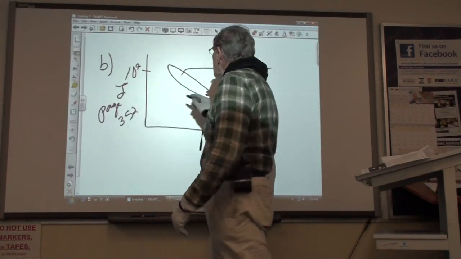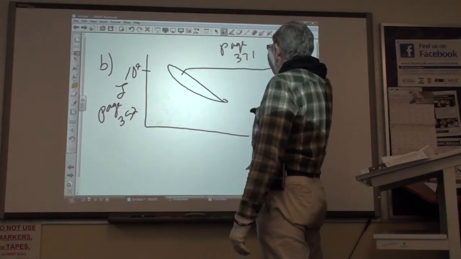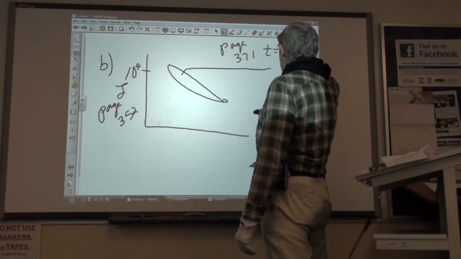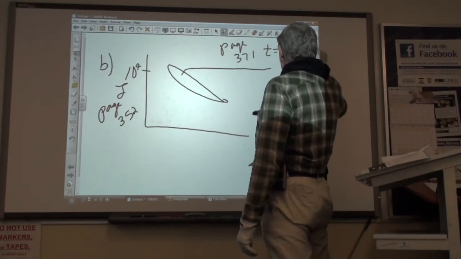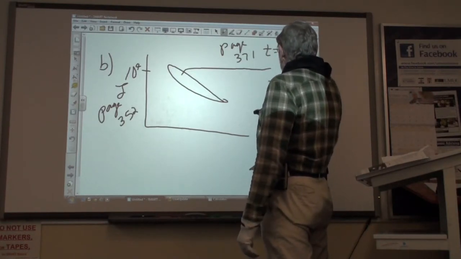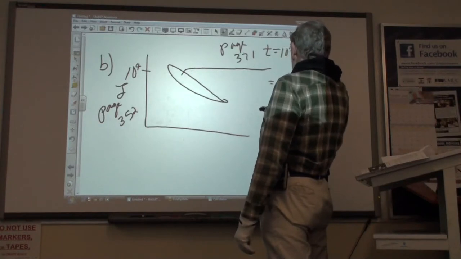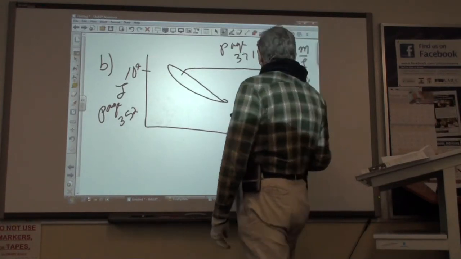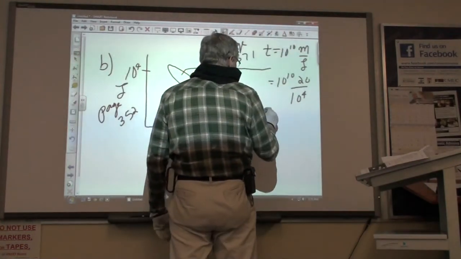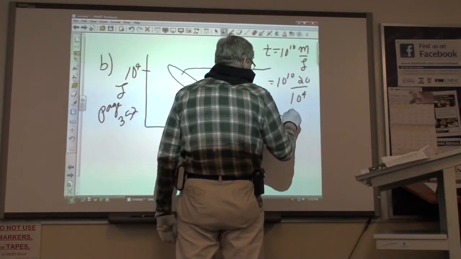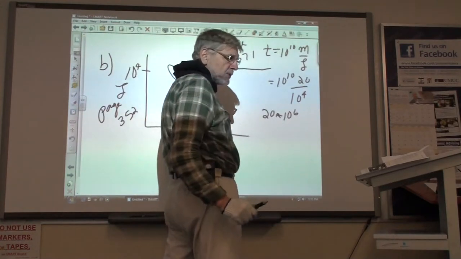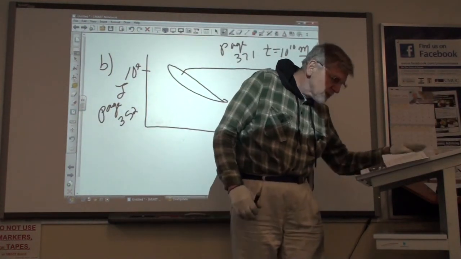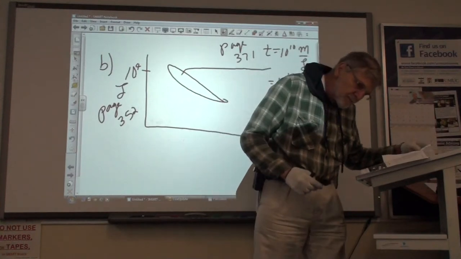And its lifetime is given, as we used a moment ago for the 2 solar mass star, as 10 to the 10th times the mass over the luminosity. So this is 10 to the 10th, and the mass is 20, and the luminosity is 10 to the 4th. So what we're going to get is 20 times 10 to the 6th. In other words, it lives for 20 million years.